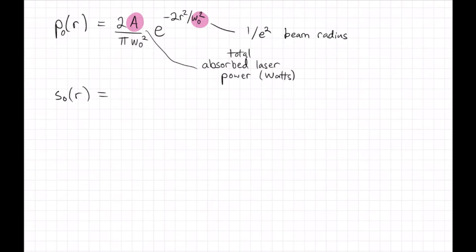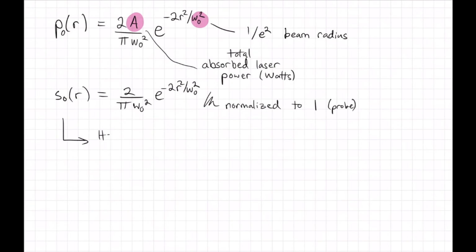The probe profile looks exactly the same. It's also a Gaussian, and the only real difference is that, at least the way that I've been doing the math, I've been normalizing the intensity of the probe beam such that when you integrate it over the entire profile, you get a total power of 1, so that we can use it as a probability distribution.